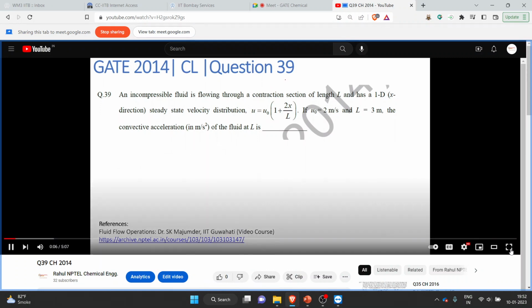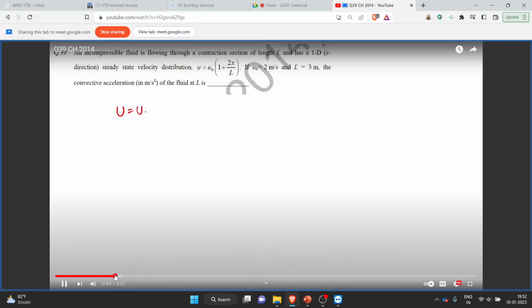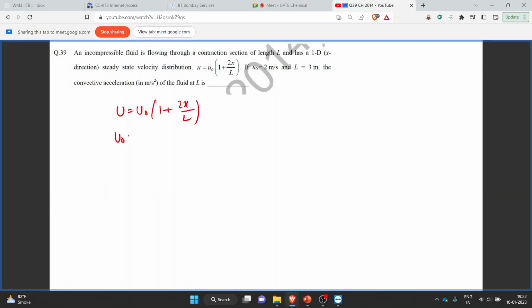We are solving question number 39 of GATE 2014 chemical engineering paper. The velocity is u equal to u naught (1 plus 2x upon L), where u naught is equal to 2 meter per second, length L is 3 meter, and we have been asked to find the convective acceleration.